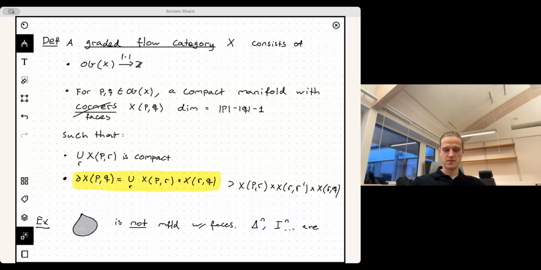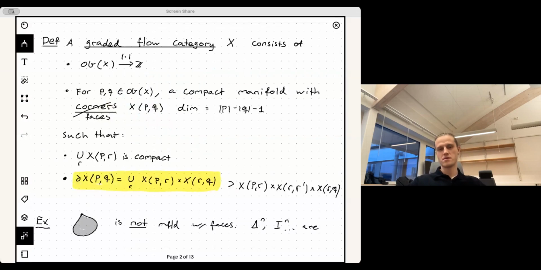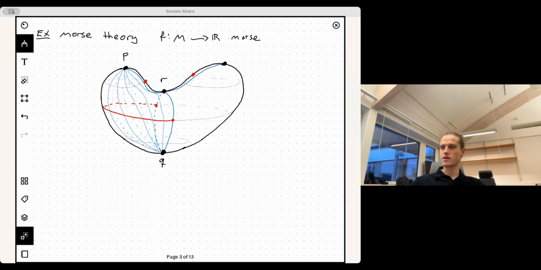But first, let's do some examples. So the easiest example to get to is in Morse theory. In general, whenever you have a Morse function on a smooth manifold, you can produce a flow category where the objects are the critical points, and they are graded by the Morse index of the critical point. And then all these manifolds that appear in the definition are the moduli spaces of flow lines that connect two critical points.